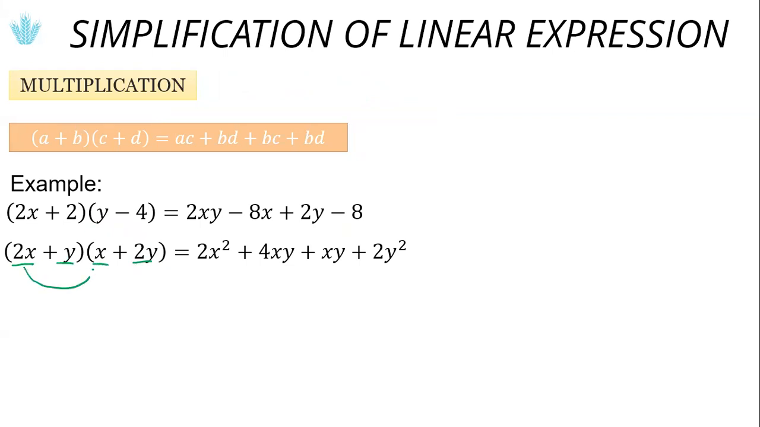Across. 2x times x. The x is doubled, so it's 2x square. Right? Then 2x times 2y. 2 times 2 is 4, right? 4, with x and y. Okay, continue with x and y.